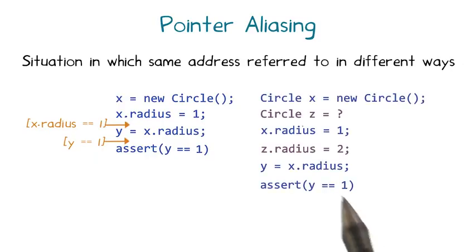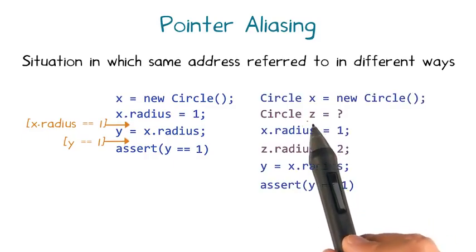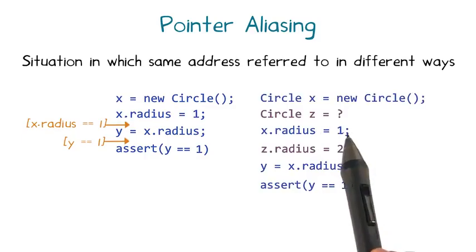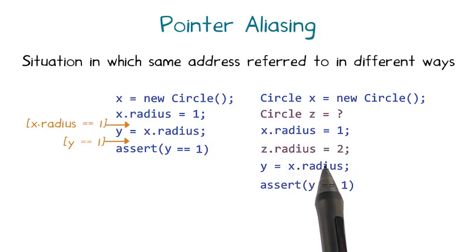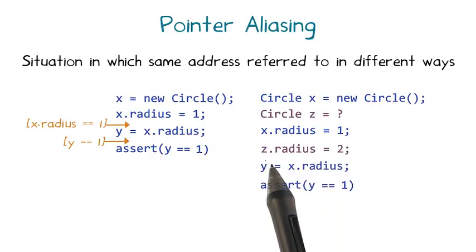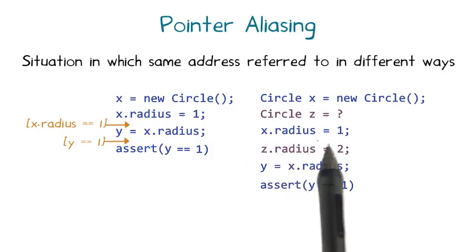Let's look at a slightly different example that does have pointer aliasing and see what challenges it poses to our analysis. In this example, we have two circle pointers denoted x and z. But let's not commit yet to what z points to. Also note this additional assignment statement that writes 2 to the radius field of the circle denoted by z. Our analysis proceeds as before. After this assignment, we infer that the value of expression x.radius is 1.